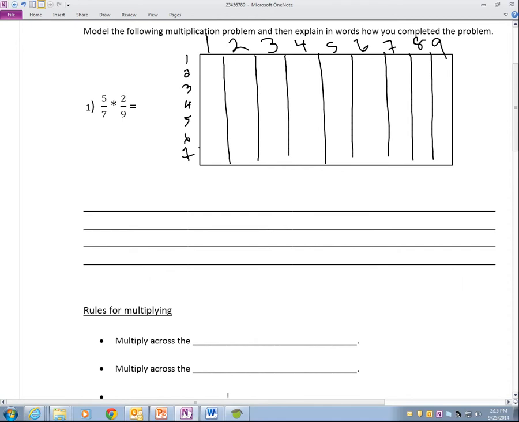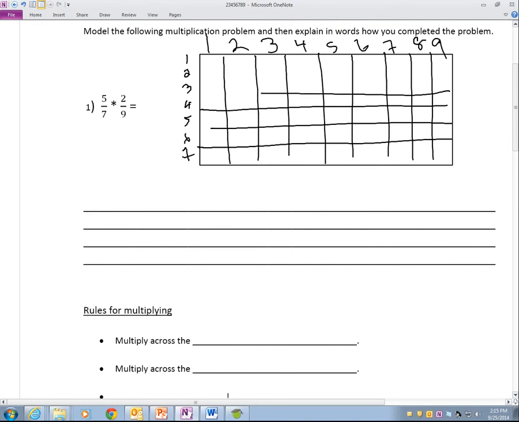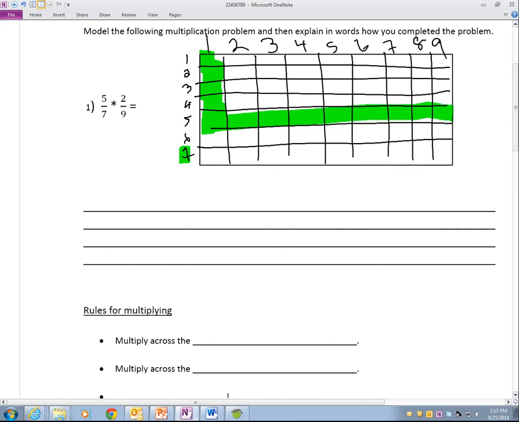Try to get this flat. It's not very flat. There we go. So I have to fill in 5 of these sevenths. So it's the sevenths that I'm dealing with. So I know that I need to do 5 of these. It's going to be about like that, all the way down, because this is the sevenths.